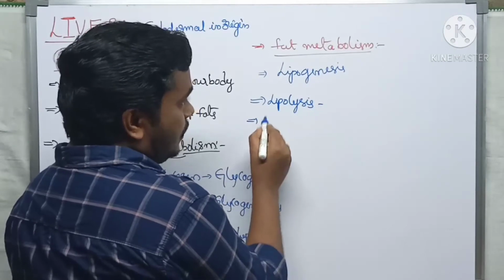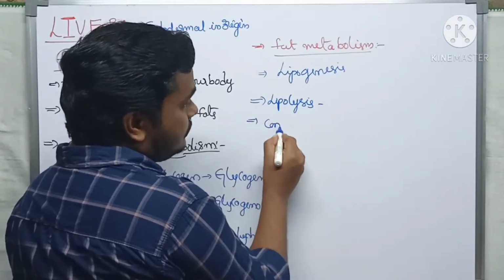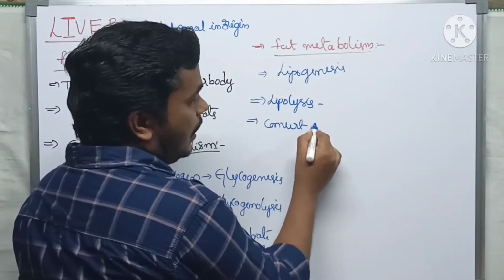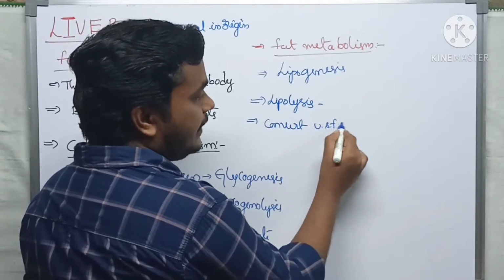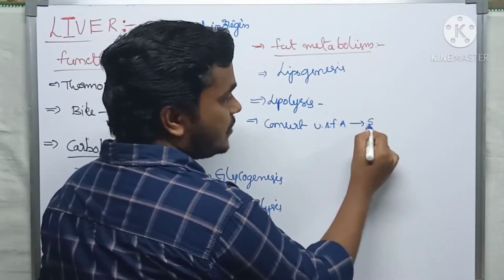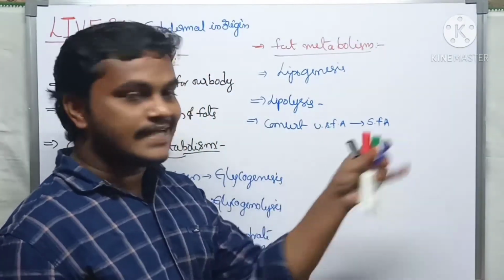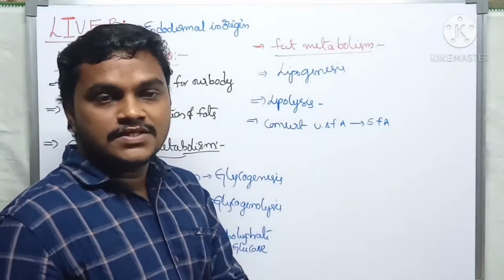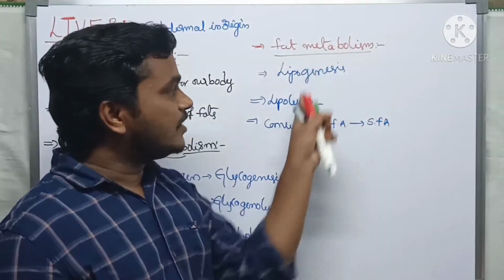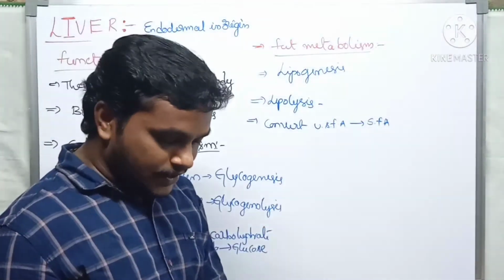Along with that, the liver converts unsaturated fatty acids into saturated fatty acids. So these are the three fat metabolisms conducted by our liver.